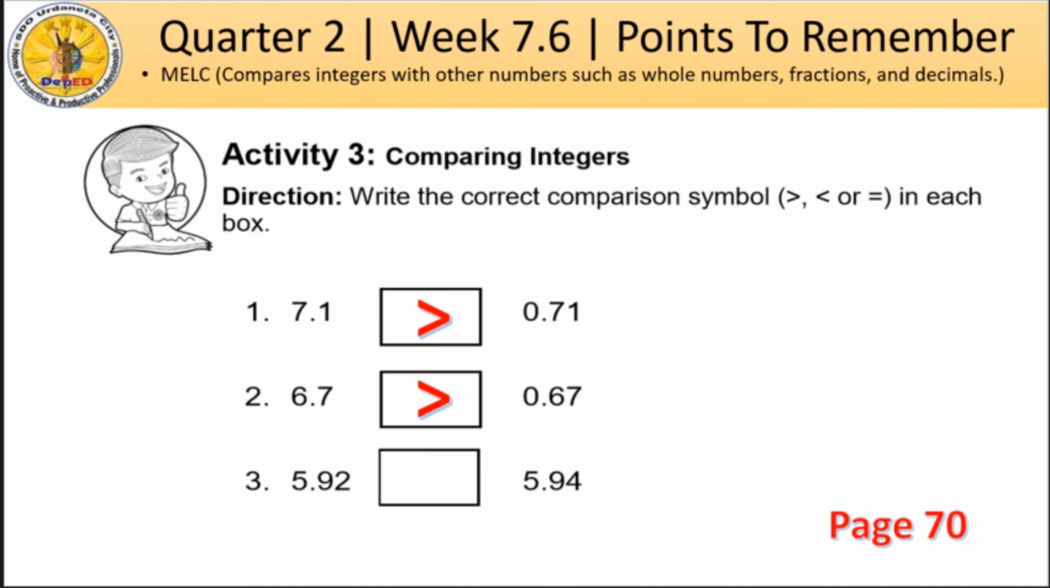And lastly, 5 and 92 hundredths and 5 and 94 hundredths. Let's compare the whole numbers 5 and 5. Since they are the same, let's proceed to the tenths place, 9 and 9. They are again the same. Then let's move to the hundredths place, 2 and 4. Since 2 is lesser than 4, then 5 and 92 hundredths is less than 5 and 94 hundredths.